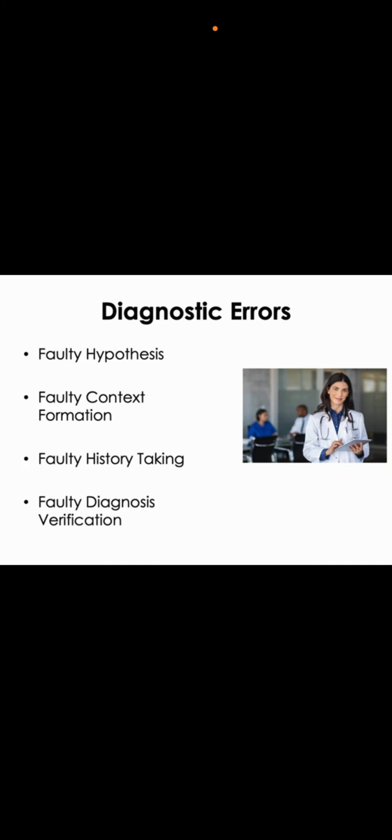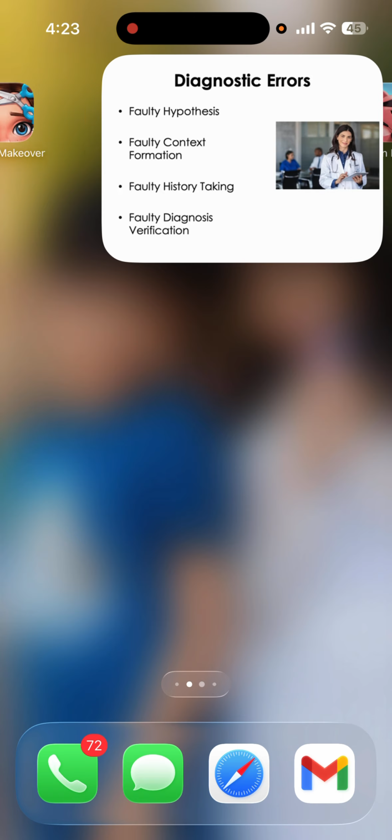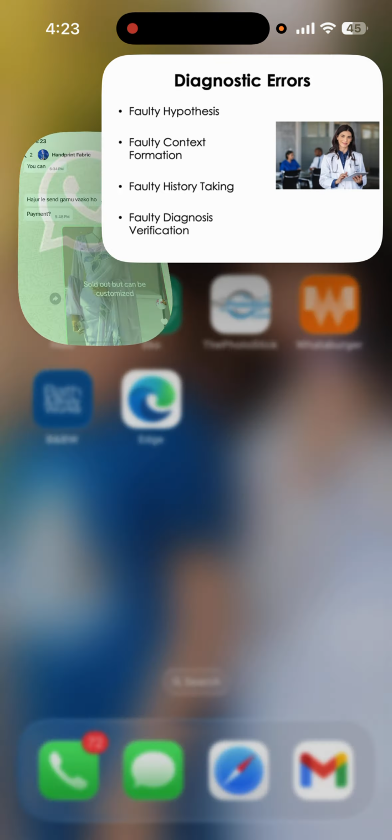So with faulty history taking, this occurs when the clinician either fails to order the appropriate tests or misinterprets the tests or the test results. And then with faulty diagnosis verification, this occurs when the clinician fails to collect enough evidence to confirm the diagnosis or to rule out a competing diagnosis.